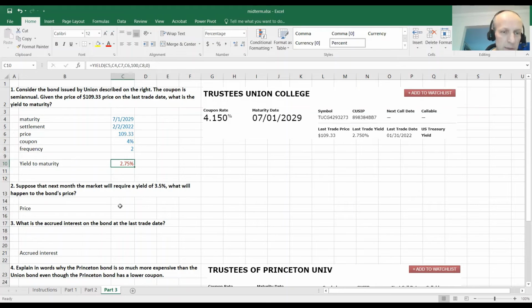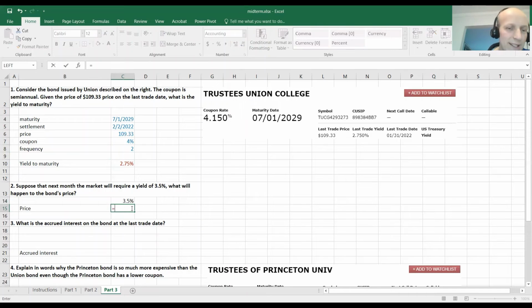information. Suppose the next month the market will require a yield of 3.5. So let's do 3.5 here. Let's make that as a percentage. So 3.5%. And I want to actually make it visible. So it's 3.5%. Let's price this bond.